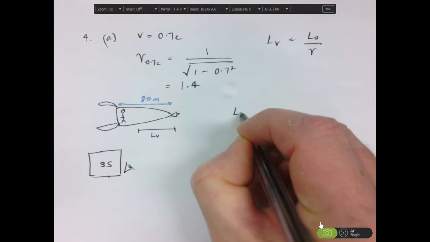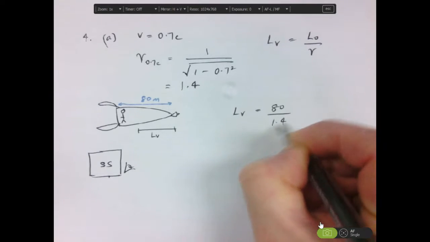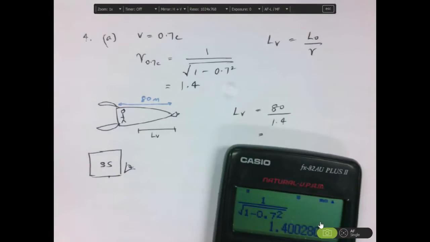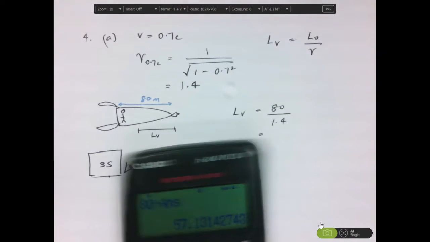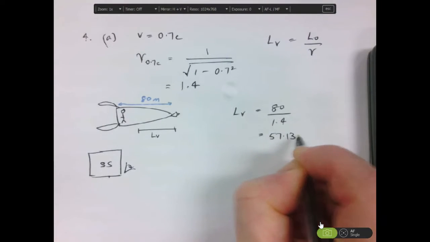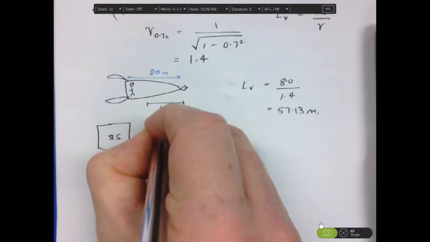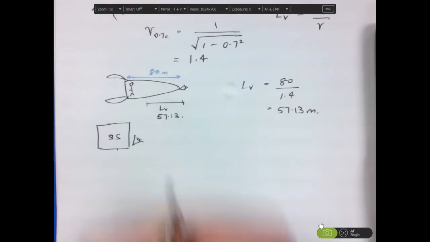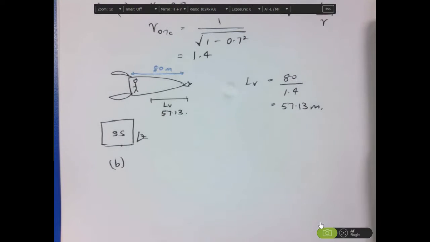So let's work out that length. The contracted length would be its proper length, which is 80, over 1.4. Let's do that now. So it's 80 divided by what we just got there. So it's 57.13 meters. Okay, so we would observe 57.13 meters. Now let's have a look at question B.